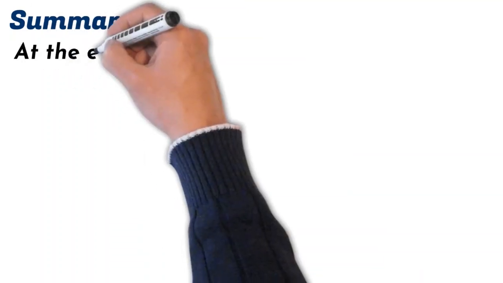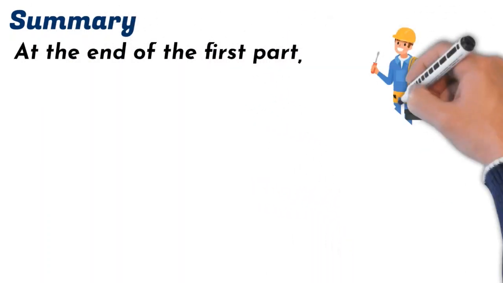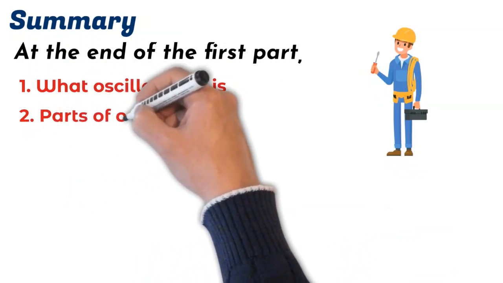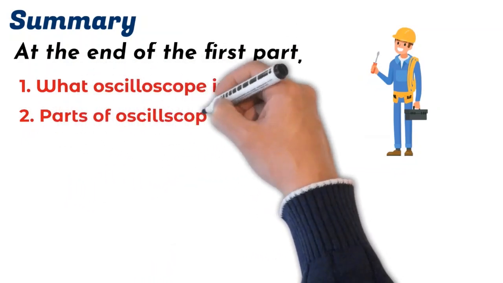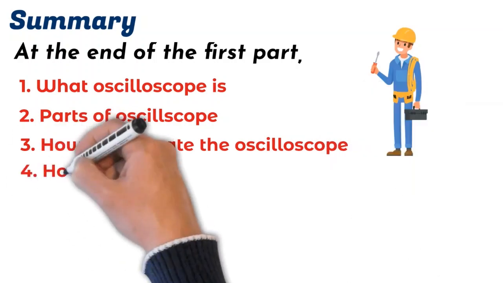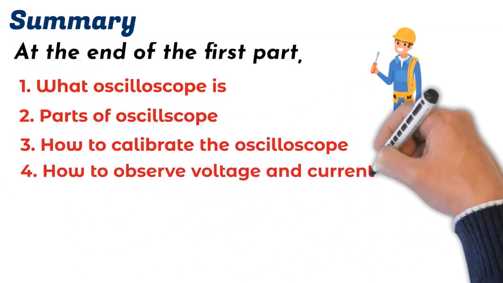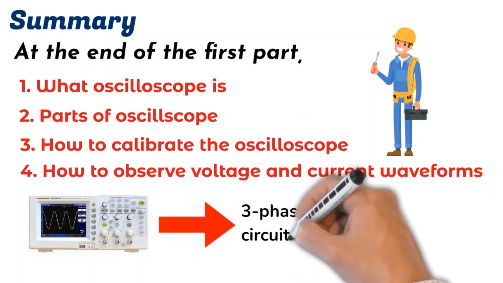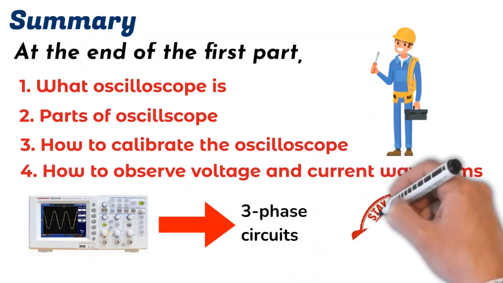At the end of the first part of the lab practice, you learned what an oscilloscope is, then the parts of the oscilloscope with probes and how to operate it, then how to calibrate the oscilloscope, and finally how to observe the waveforms. In the next part, we will deal with 3-phase circuits. So stay tuned.